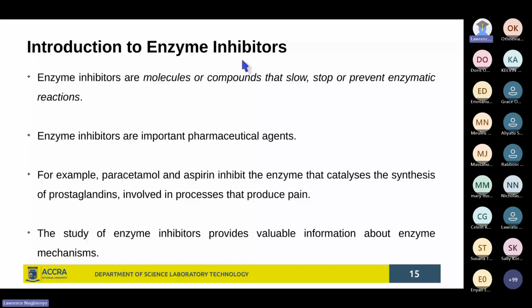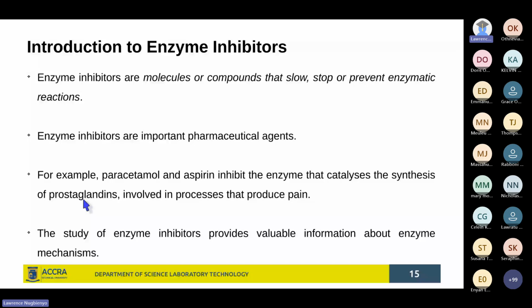or stops the enzymatic reactions from occurring. These are inhibitors, and these inhibitors can also be used as some pharmaceutical agents. So we have examples like painkillers such as paracetamol and aspirin. They inhibit enzymes, some oxidases that are involved in the synthesis of some signaling molecules, prostaglandins, which are some derivatives of fatty acids.